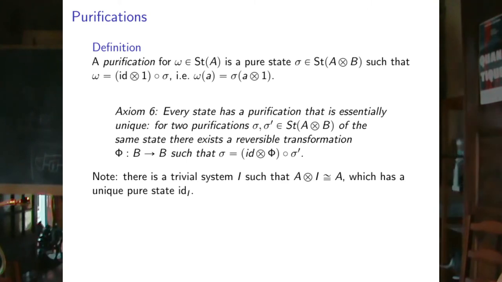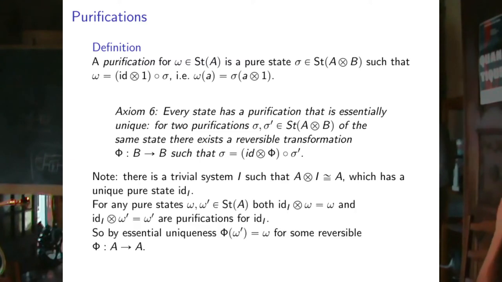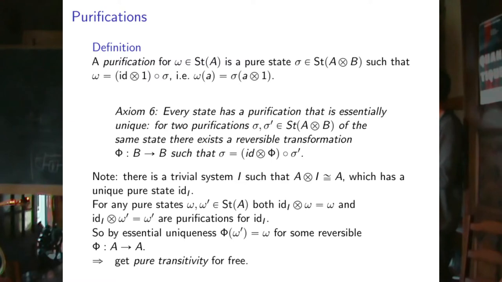There's a sort of consequence of this axiom for pure transitivity. In the way they phrase GPTs, we have a trivial system I. If you know about monoidal categories, it's like a monoidal unit, so if you compose it with it, it's just the same system still. And this system I has a unique pure state. Which means that if I have two pure states on A, I can compose them with this unique pure state and I just have the same states. So both of these states are purifications for this system. By essential uniqueness, I get a pure transformation between these two things. So this implies pure transitivity.